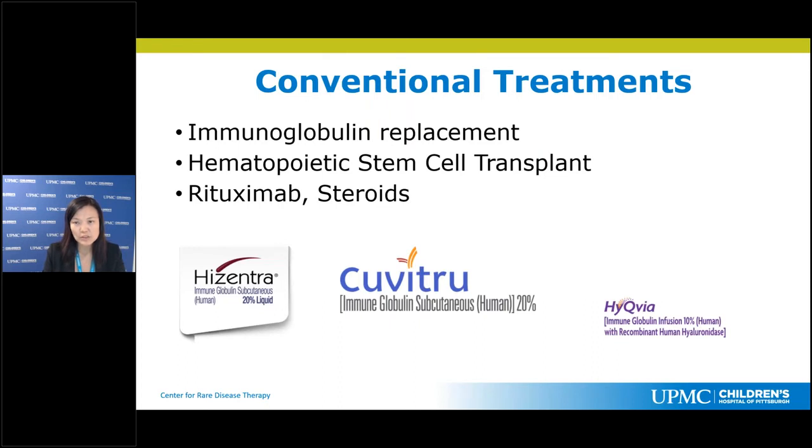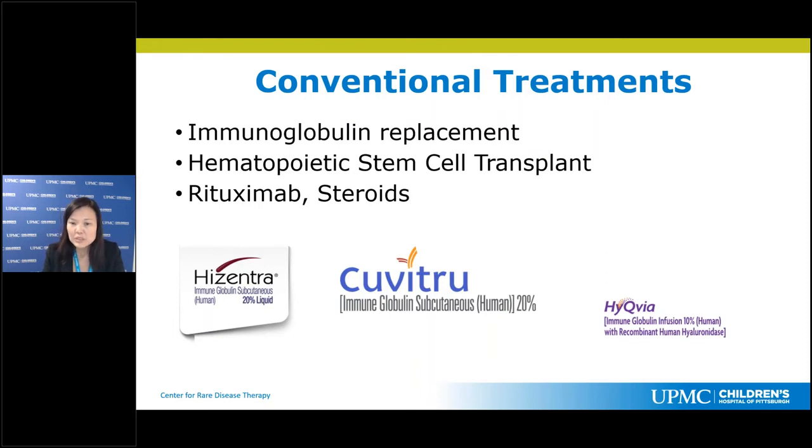So just to talk a little bit about the conventional treatments in terms of immunoglobulin replacement, we have subcutaneous forms now, and we can talk about the Hizentra, which is weekly, and then HyQvia is the newer one with recombinant human hyaluronidase, which is a monthly subcutaneous product. So there are more choices now than just IVIG, which is great.